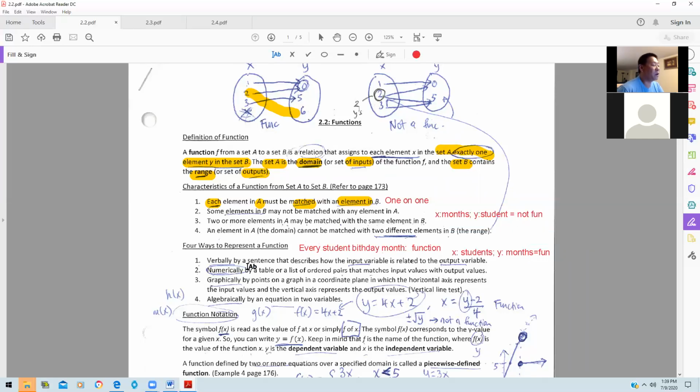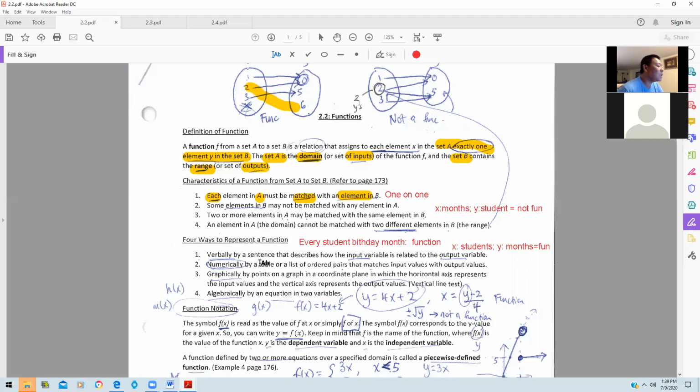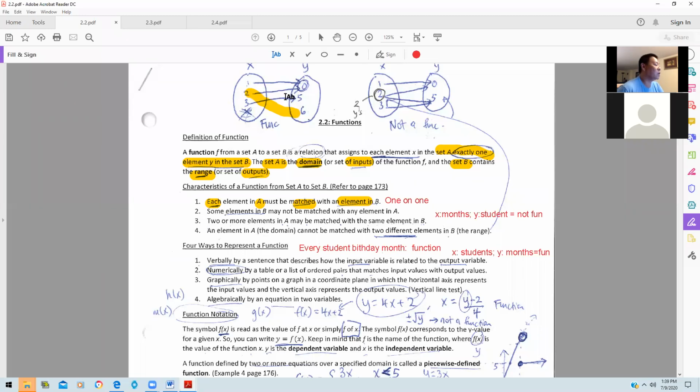So this is called verbal, by a sentence. I will give some examples. Numerically means tables like this. You can also do it with a Venn diagram type, X and Y. So we can also figure out whether this is a function or not by looking at the arrows, okay?